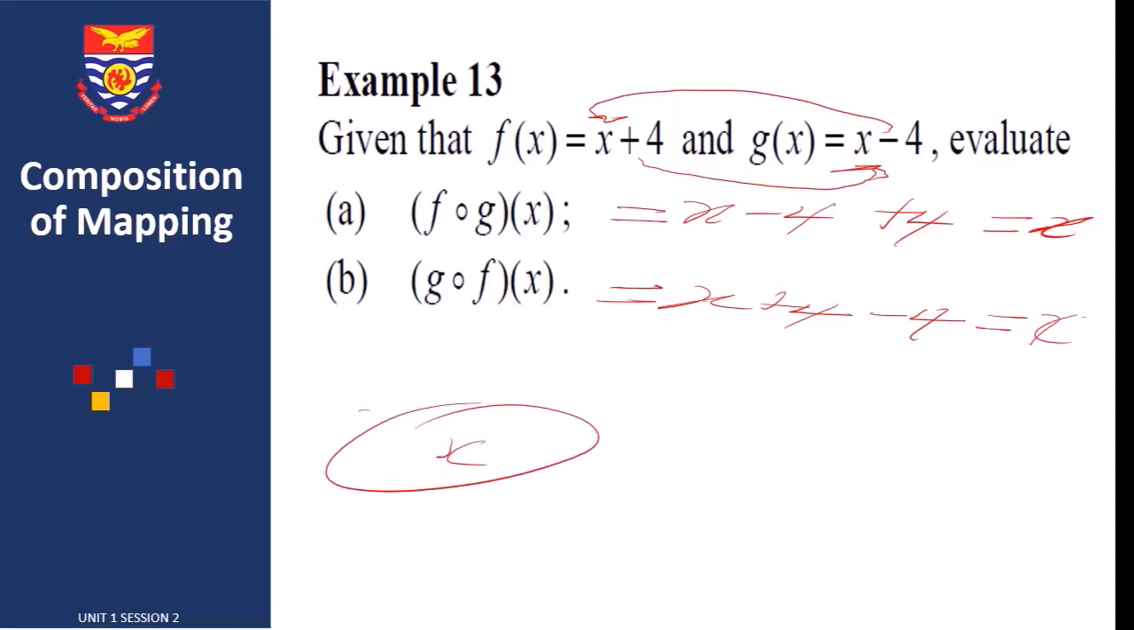But this one is not always, please. Not always that it happens. Sometimes it can happen. But in actual fact, g of f is certainly not always equal to f of g. Good. Let's look at the next slide. g of f of x and f of g of x are not always the same.